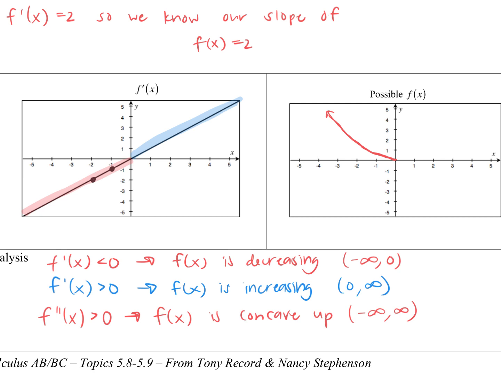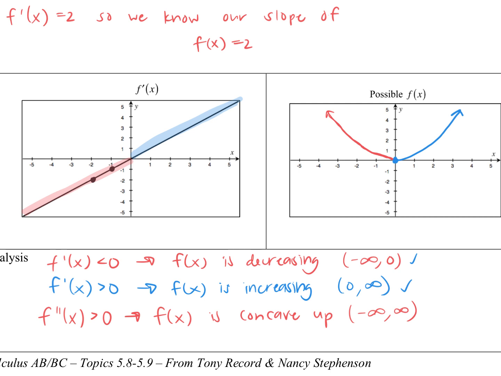And then at 0, it's switching to increasing, right? So my function is increasing to the right of 0. So check mark on both of those. Is it also concave up there from negative infinity to infinity? Yes. Now, could my graph have been shrunk a little bit or stretched a little bit? Yes, okay? As long as the important part here is that it is at 0, 0, okay?